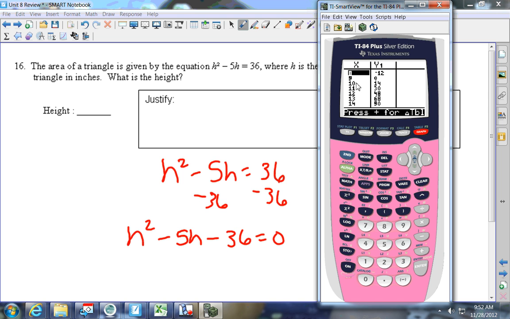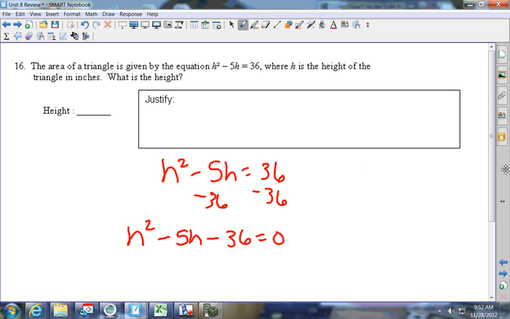Okay, so some people are saying it's 9. It sure is. It's 9, 0. So when you go to find your solutions, you're going to find that you have 9 and negative 4. But it can't be negative 4 because we can't have a negative height. So the height is 9.